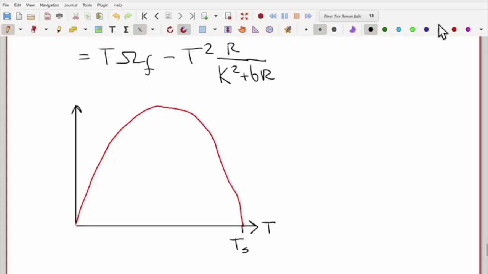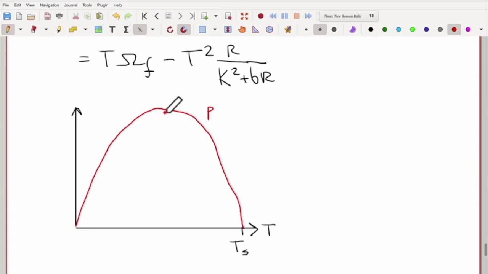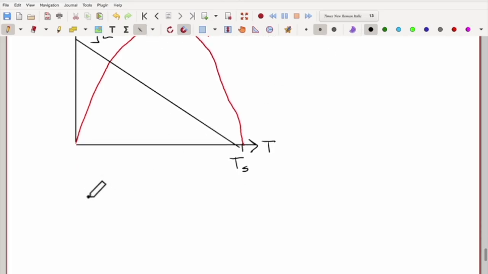So we'll label this as P, power output of the motor. So it peaks somewhere in the middle. Let me also draw here our original torque speed curve. This is our omega. Okay, so somewhere in the middle. As you can imagine, it's torque times the angular velocity. Their product peaks somewhere in the middle here too. It actually peaks right in the middle. Let's show that though.